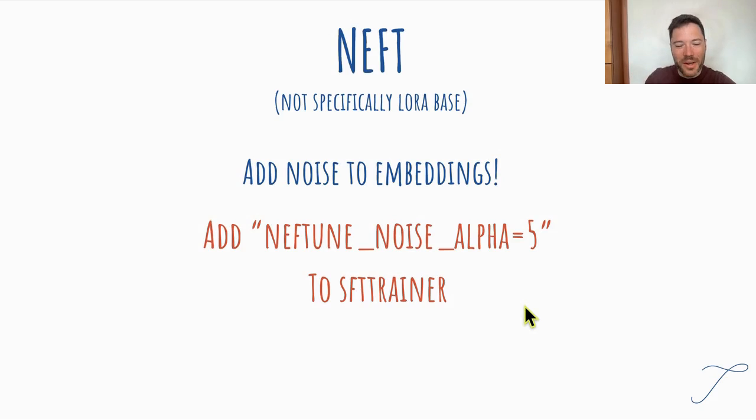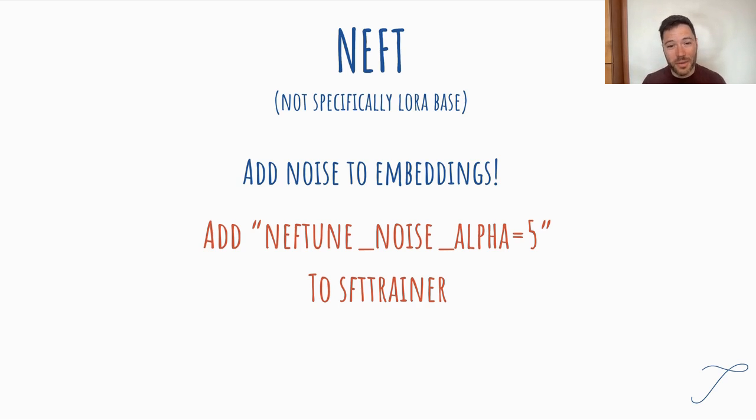The next method I'll talk about is NEFT. And this involves adding noise to your model during fine-tuning. Very specifically, it adds noise to the embedding layers. Now, this again is not a LoRA specific technique. What it involves is taking the embedding layers, which convert from tokens into vector representations of those tokens, and applying some noise to just that specific layer, some Gaussian noise.